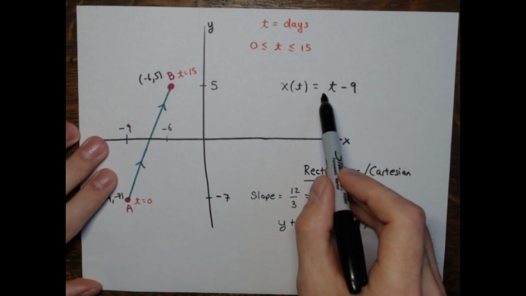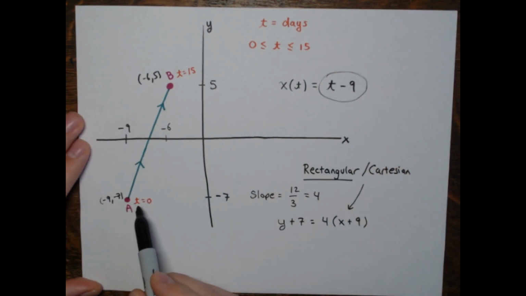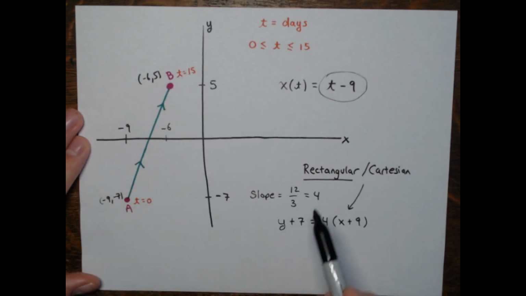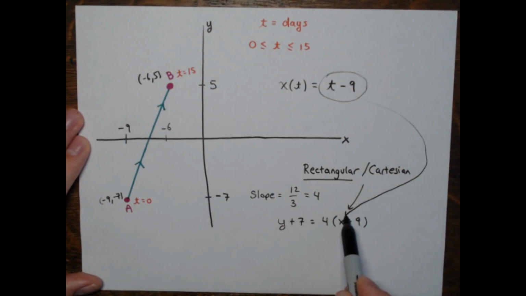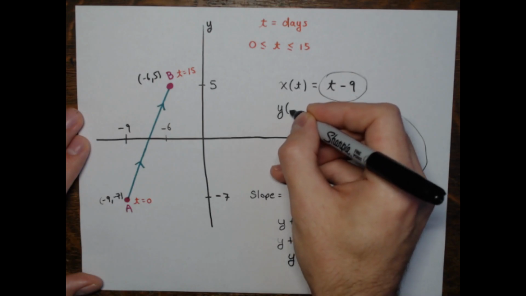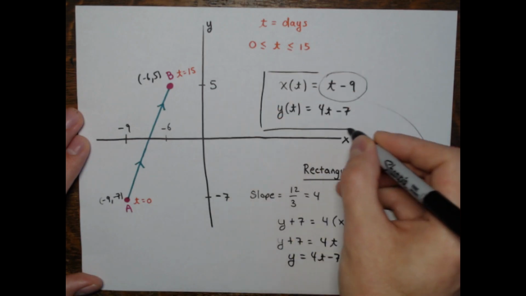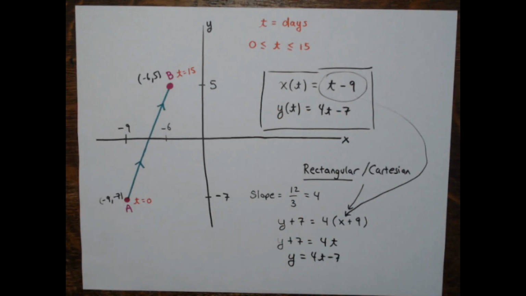And then I'm going to take what we know x to be. The x coordinate is always 9 less than the t value, and I pop that in here. We're going to substitute that for x and then solve for y. So y plus 7 equals 4 times, and if x is t minus 9, t minus 9 plus 9 would just be t. And then subtracting 7, y is going to be 4t minus 7. So y of t is 4t minus 7. And here we go. These are the parametric equations we're asked to find.